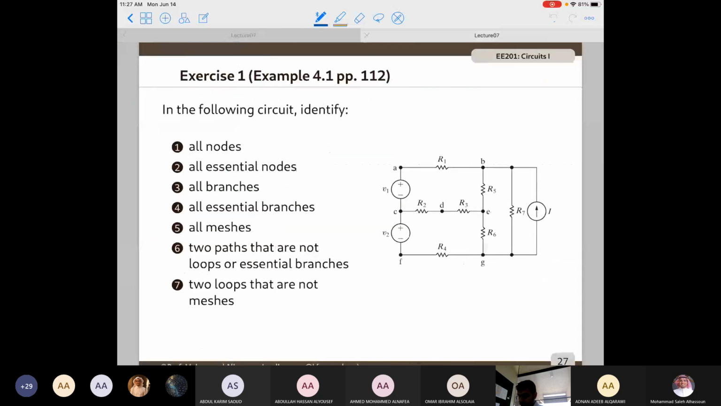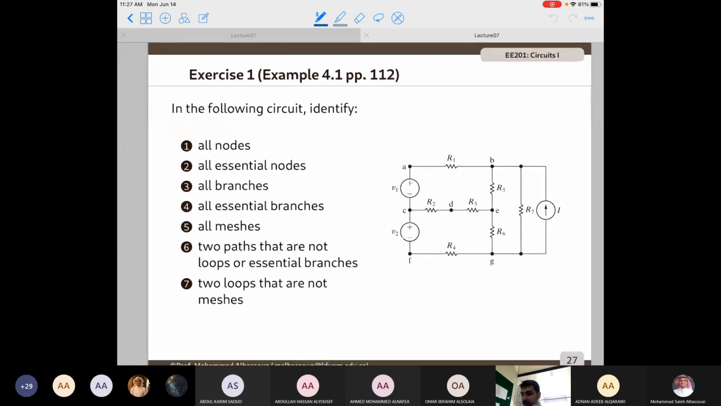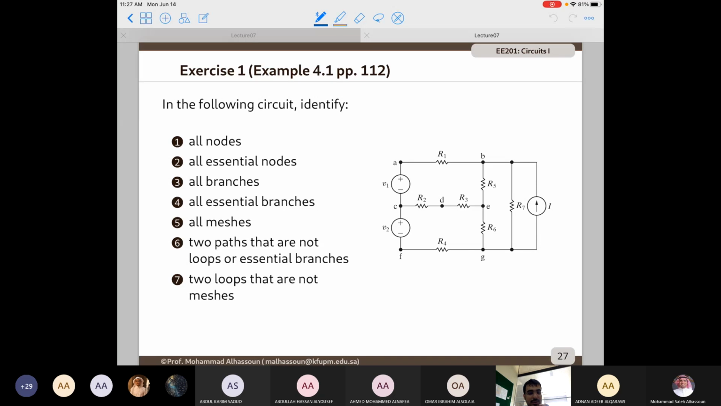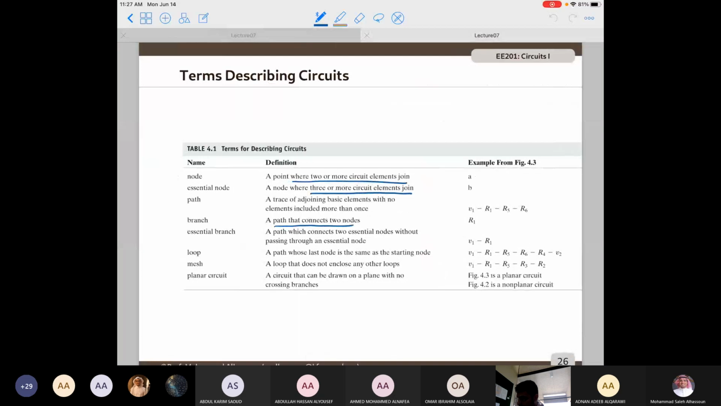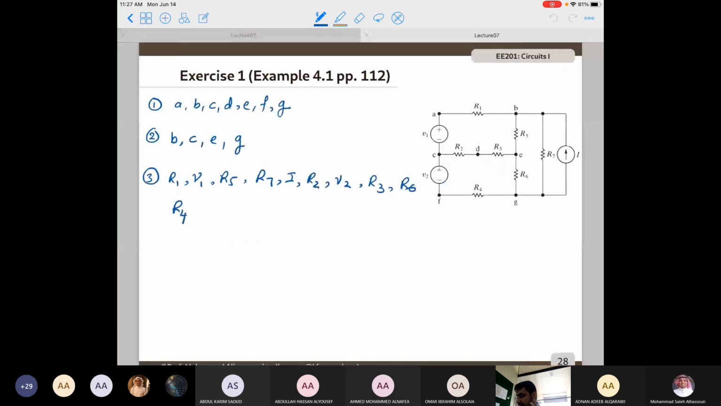Now we can go a step further and ask about essential branches. Essential branches are a subclass of branches, but instead of connecting two nodes, you connect two essential nodes without passing through any essential node. So it's okay to pass through a node, but it's not okay to pass through an essential node. Starting from the essential nodes B and C, they are connected through R1. So this is an essential branch.